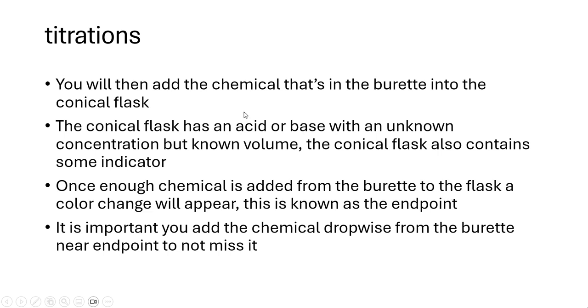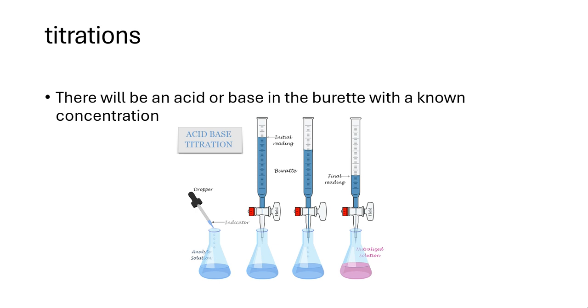So you will then add the chemical that's in the burette into the conical flask, yeah? The conical flask has an acid or base with an unknown concentration, unknown volume, yeah? The conical flask also contains some indicator. The reason there's indicator there is because when you add enough acid to neutralize this base, you need a way of knowing that it's been neutralized. So that's why you've got a little bit of indicator, that will tell you that okay, that's it, it's been neutralized. So that's the volume of acid you need to record. That's the amount of acid it took to neutralize it, yeah.